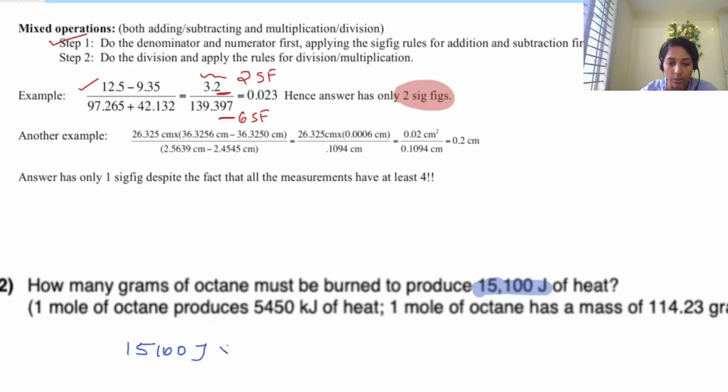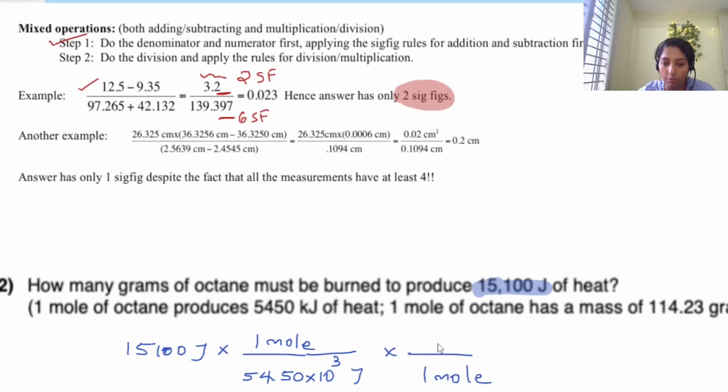15100 joules are there. Okay, so you need to cancel the joule. So joule should be the bottom. And is there any relationship? Yes, they were given 1 mole of octane produces 5450 kilojoule. See, kilojoule. So what is the conversion? 1 kilojoule is actually 1000 joules. So you can just convert it to 10 to the power of 3 times joule. Okay, right. Then 1 mole has to cancel out, so that should be the bottom, and the top will be 114.23 gram. Okay, so see, we need gram, so we can stop the dimensional analysis here. Joule will cancel, mole will cancel, so your answer should be in gram.